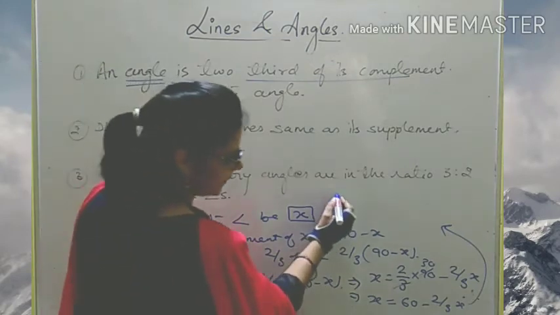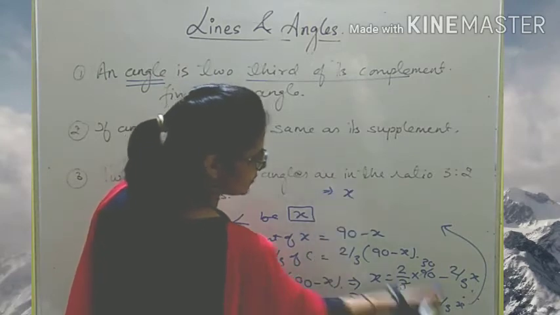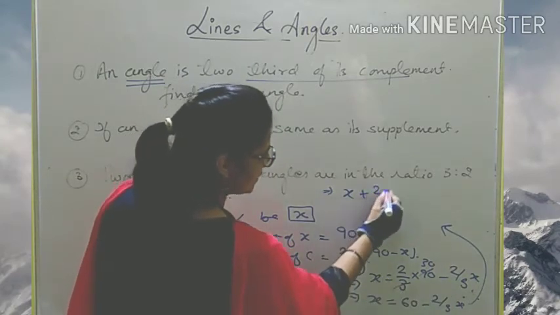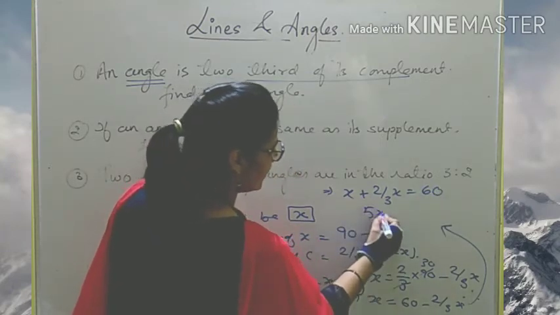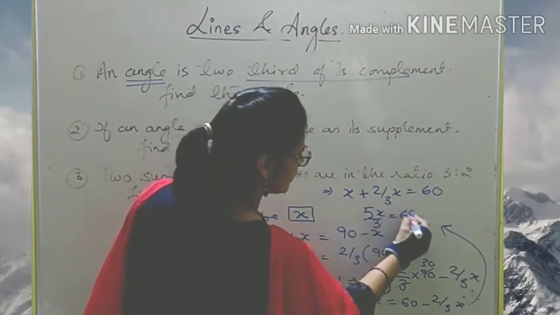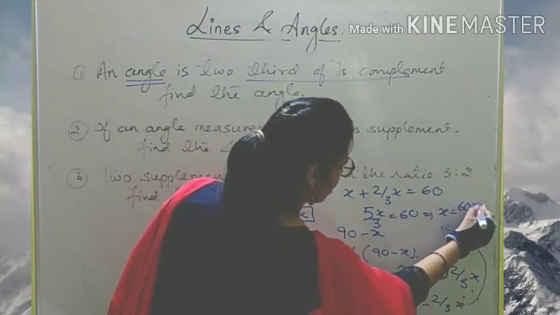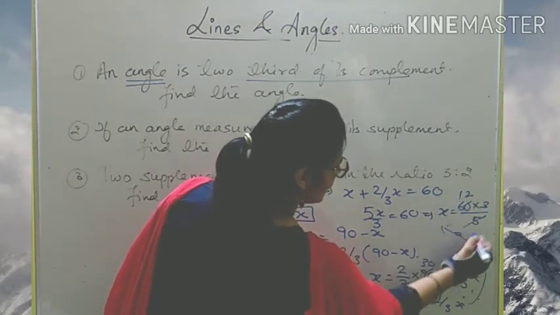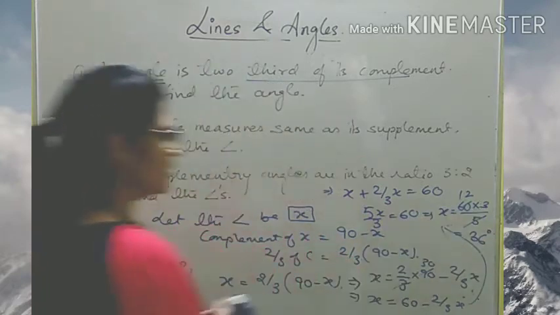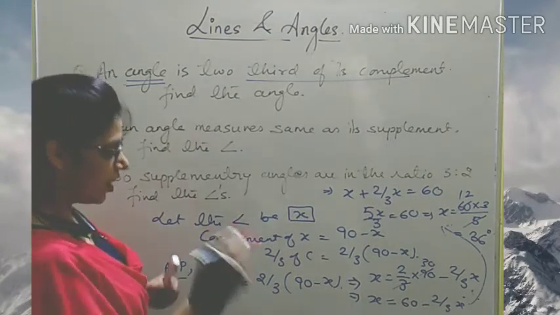Now we will take this x part to here. So x plus 2 by 3x equals 60 degrees. So 5x by 3 equals 60 degrees. So that's what we will get. x equals 60 into 3 by 5. 5 1s are 5, 5 2s are 10, 5 12s are 60, 3 12s are 36. So what is our angle? Our angle is 36 degrees. How have we done it?